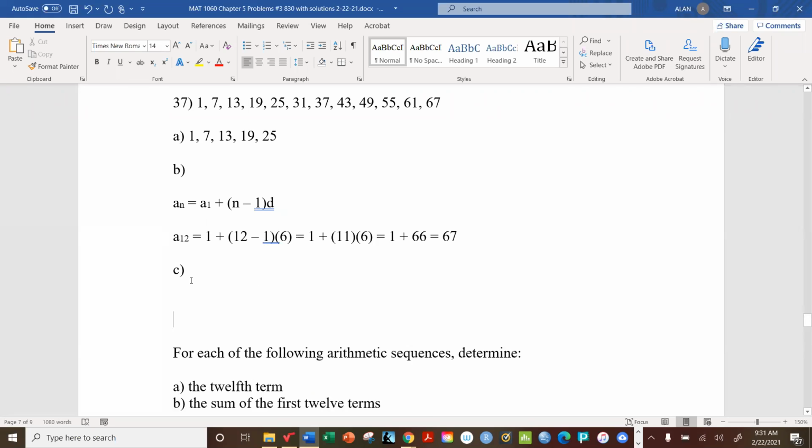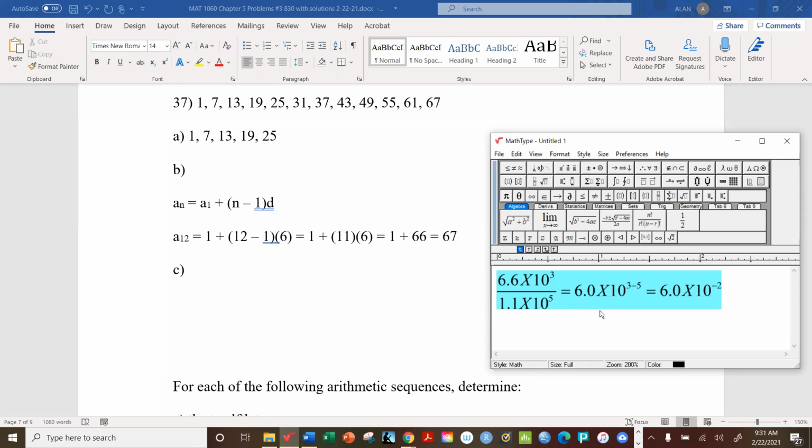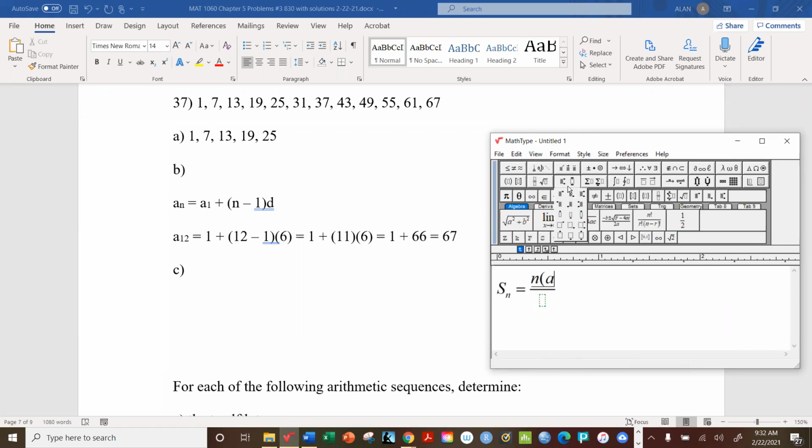Now this one, you probably should use the formula because it is a bit of a mess to do it by hand. All right, I'll do this for the equation editor. It's a bit of a mess. Sn, the sum of the first n terms, equals the following ratio. N times A1 over 2. And in this case, might as well keep going.